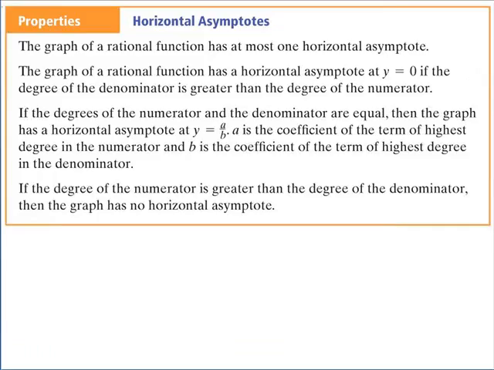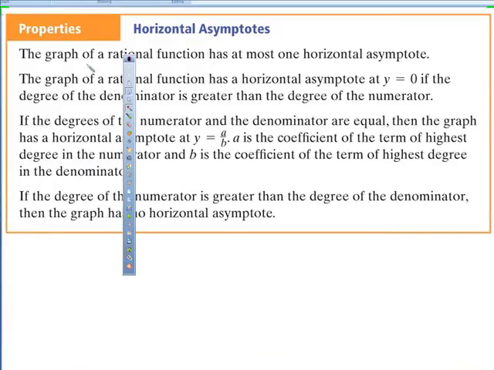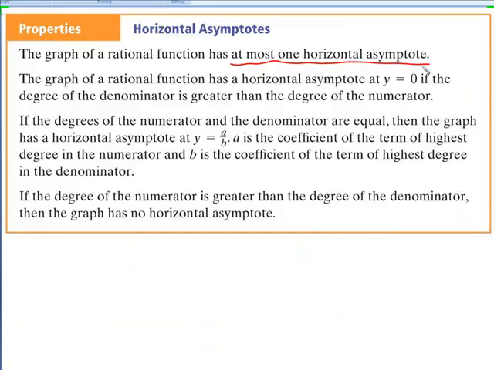Let's talk about horizontal asymptotes. Let me summarize this real quick. First of all, the graph of a rational function has at most one horizontal asymptote. It can have one horizontal asymptote at most, so it can't have more than one.